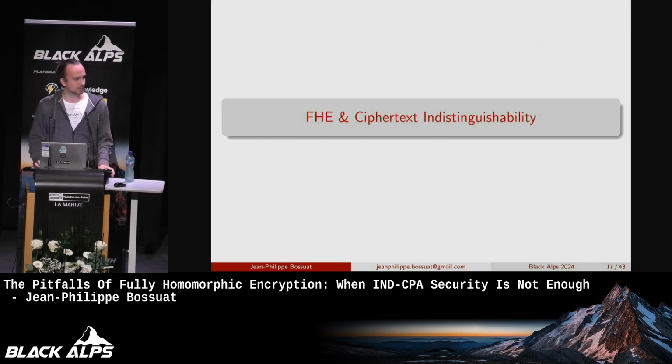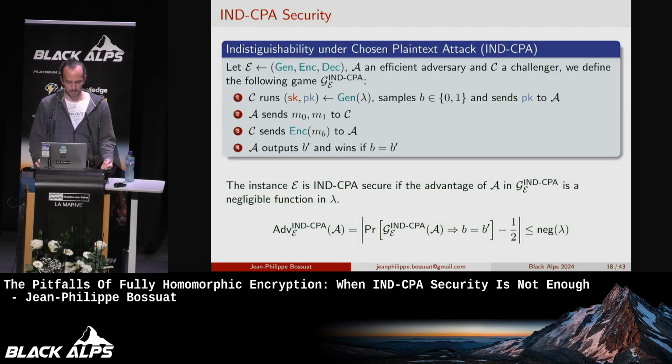So, how does this interact with the usual ciphertext indistinguishability security standard? I will briefly go over the IND-CPA standard, which is defined as a game between an adversary and a challenger. Basically the game is very simple. The challenger runs the generation algorithm. He sends the public key to the adversary and samples a bit B, 1 or 0. Then the adversary gets the public key, can do whatever he wants with it locally, generates 2 messages, and sends them back to the challenger.